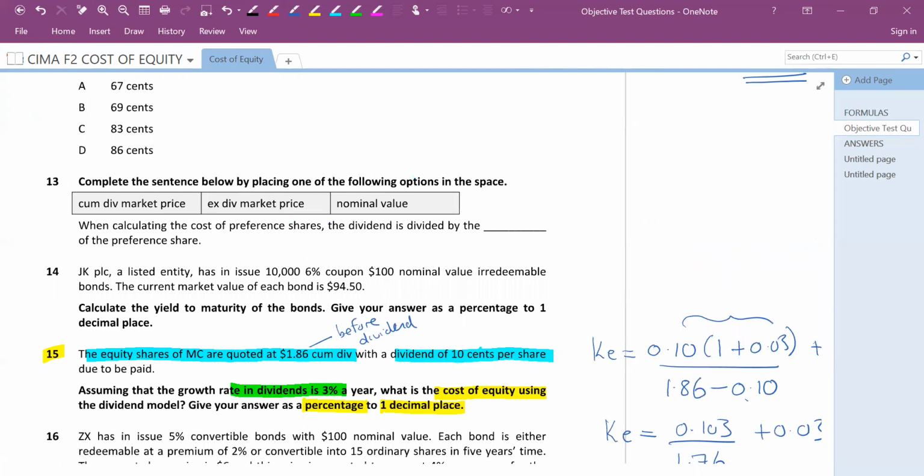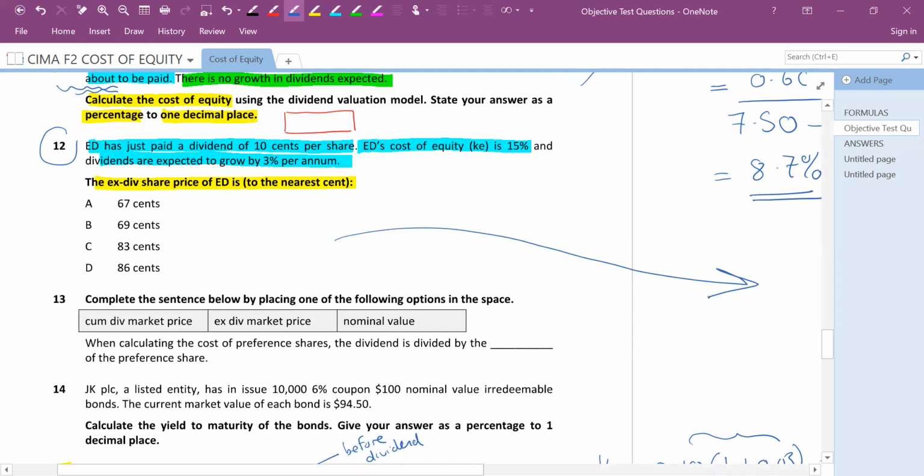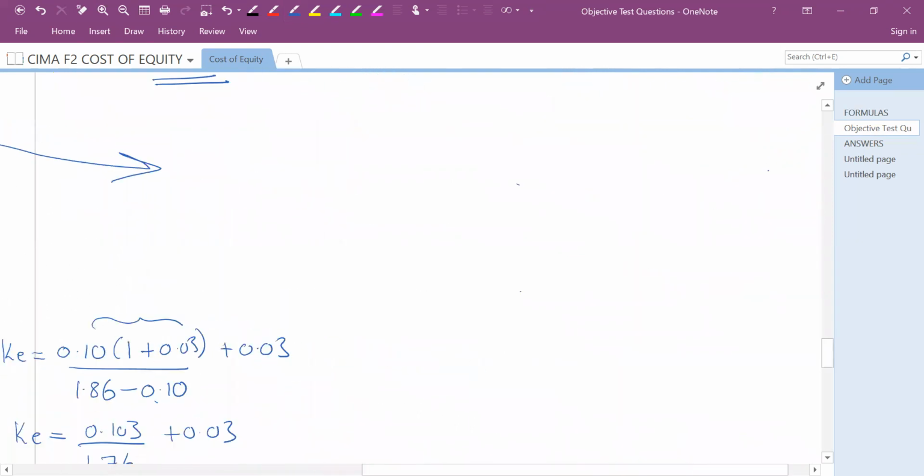Okay. Another type of question that I wanted to work was a question very much like question 12 here. Okay, so this question here, ED has just paid a dividend of 10 cents per share. The cost of equity is given to us, so they know what the cost of equity is. Dividends are expected to grow by 3%. The question is asking us for the ex-div share price to the nearest cent. So I'm going to have to create a bit more space for myself here.